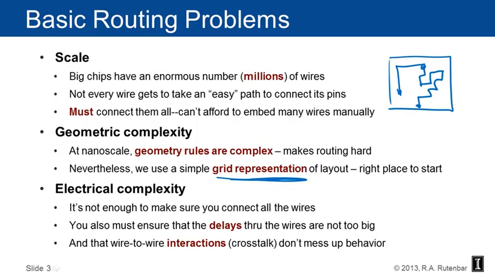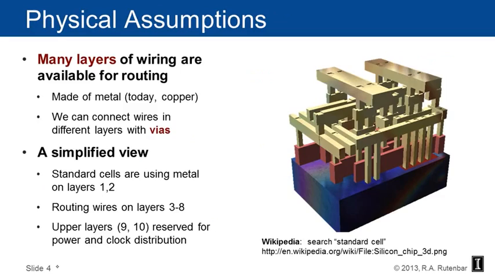There's also a lot of electrical complexity to deal with. It's not enough to make sure you just connect all the wires. You have to ensure that the delays through the wires are not too big, that there are no wire-to-wire interactions. So electrical crosstalk, a signal on one wire very close to another wire affecting the electrical outcome. Lots and lots of interesting rules to worry about. We don't have time to talk about all of these things. We're mostly going to try to deal with the scale problem. How do you actually route a lot of wires with a simple geometric representation?